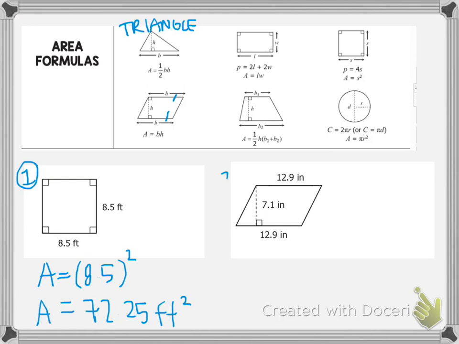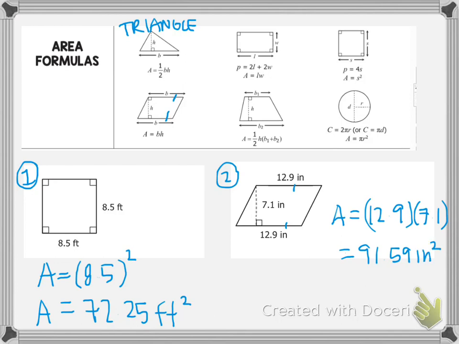The second one here is a parallelogram because 12.9 and 12.9 are the same. So this is going to be base times your height, so it's going to be 12.9 times 7.1. When I multiply those two together, that's going to be 91.59, and my units are inches squared.